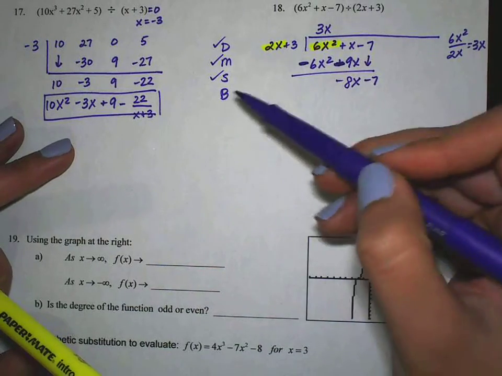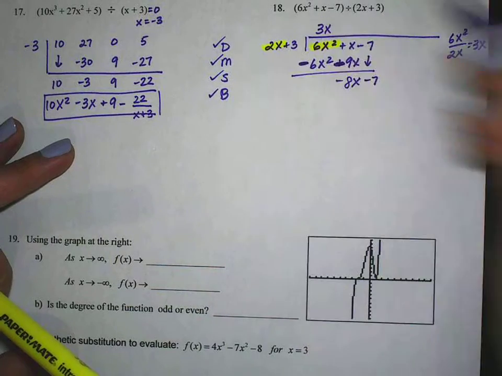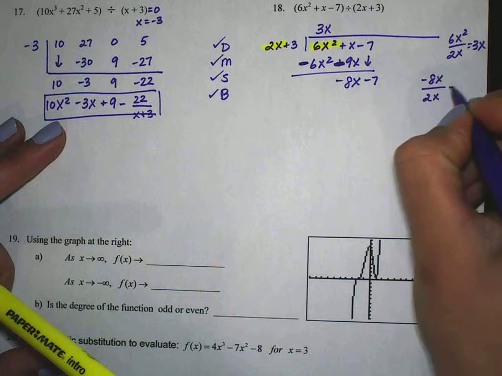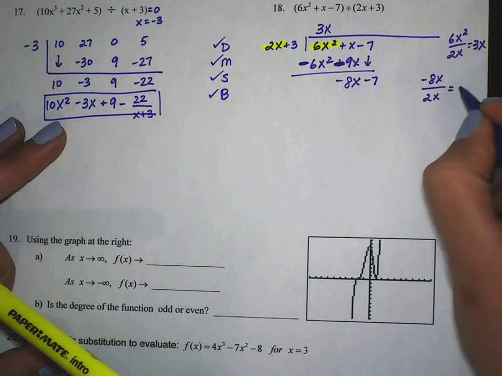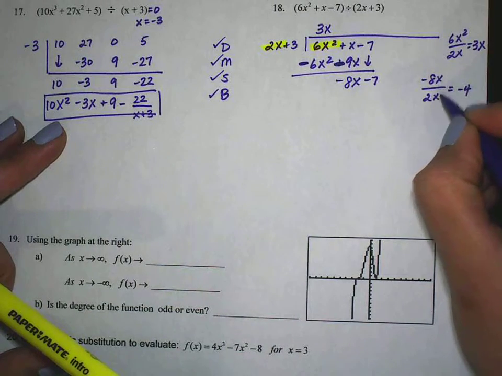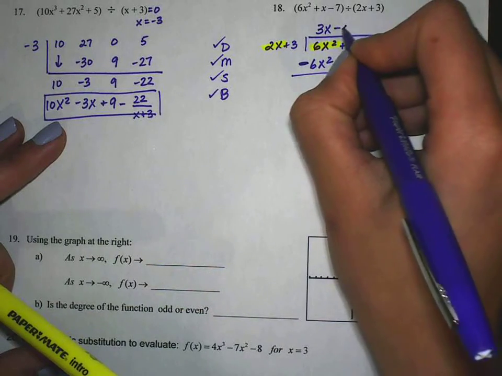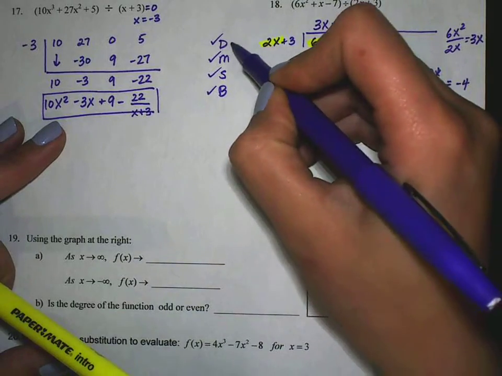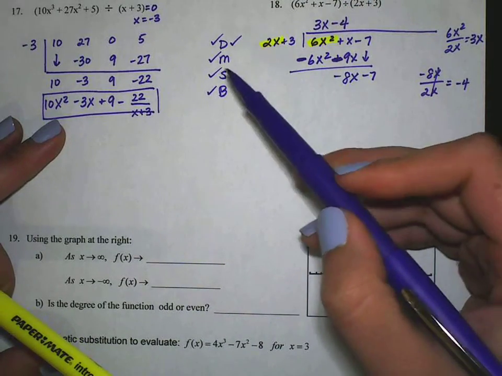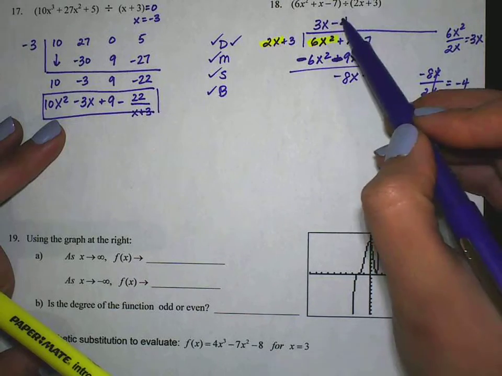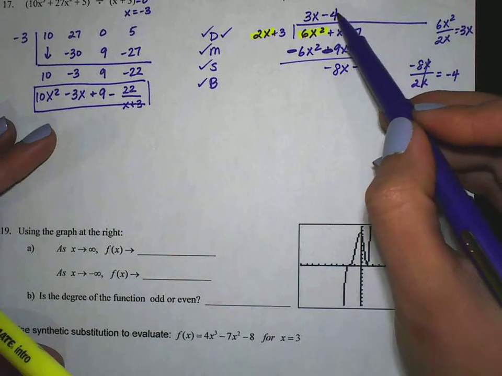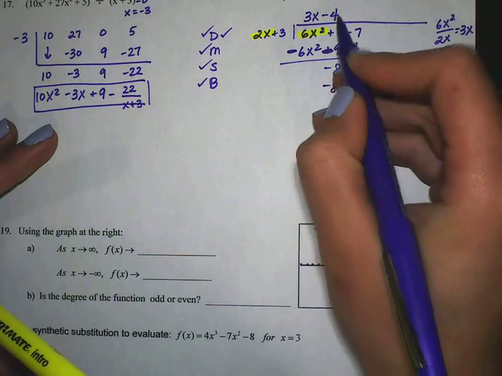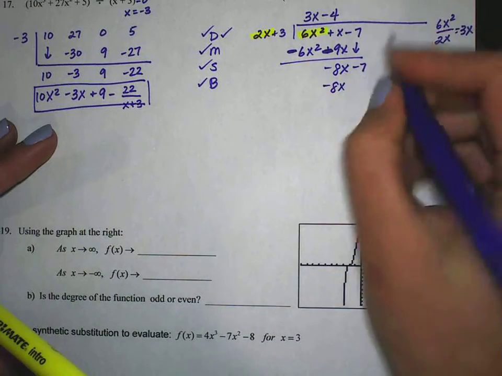Now we're going to start back over. Go all the way up to dad. Dad's telling us to divide, so negative 8x divided by 2x. Negative 8 divided by 2 is negative 4. The x's cancel each other out, so I just have minus 4. So I'm going to put a check mark there. Mom says to multiply. So negative 4 times 2x gives me negative 8x. Negative 4 times 3 gives me negative 12.